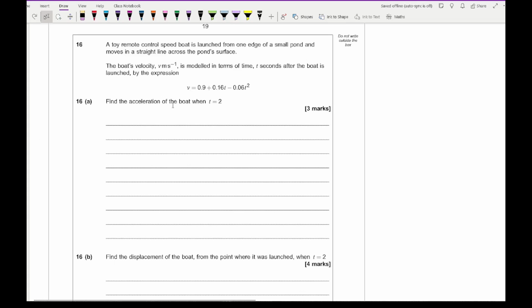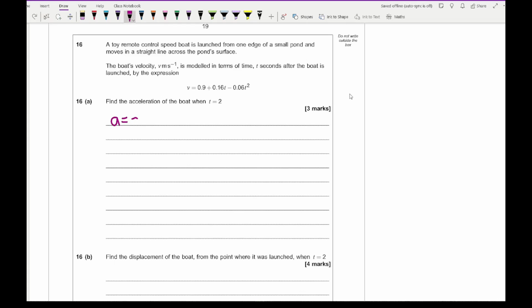The first thing to recognise is this is not a SUVAT question because our velocity is based on a time, so it has an expression which involves t. If our expression for velocity involves t, then we're going to be using differentiation and integration.